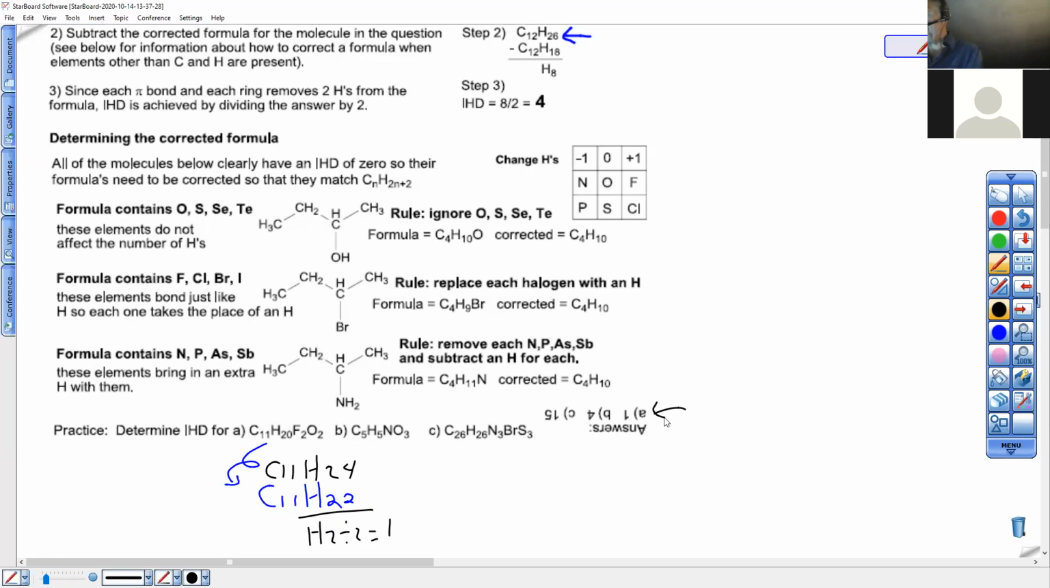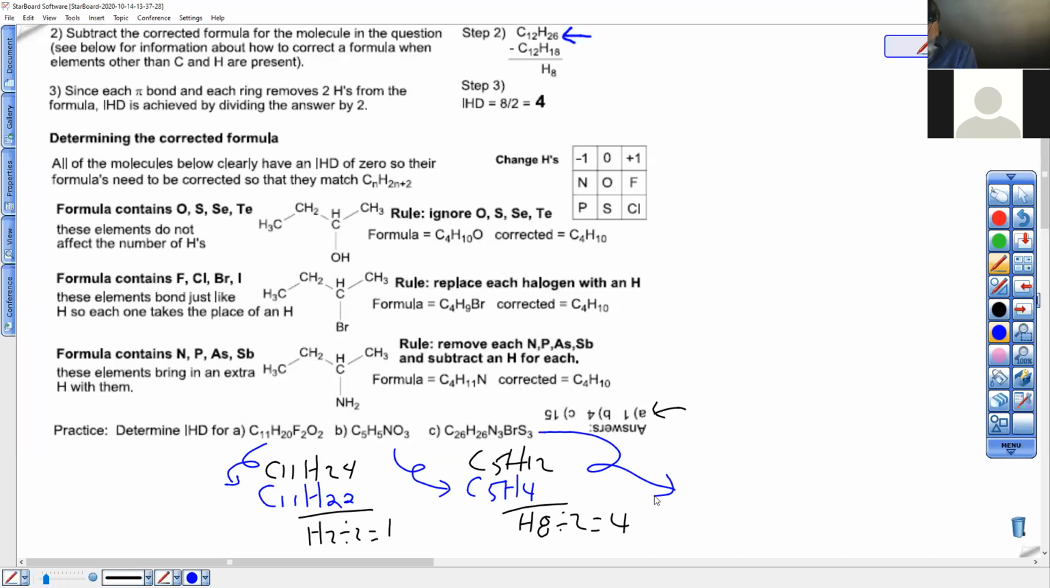It's good. This one corrects to the nitrogen. You got to subtract an H. That makes you get down to C5H4. Normal C5 is C5H12. 2 times 5 is 10 plus 2 is 12. Subtract, you got H8 divided by 2. You get your answer 4.